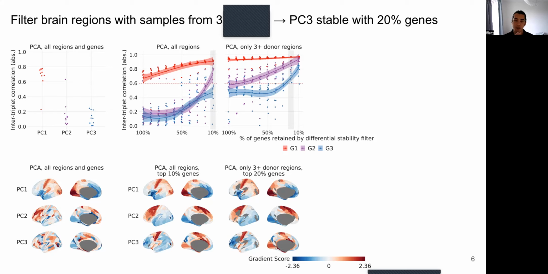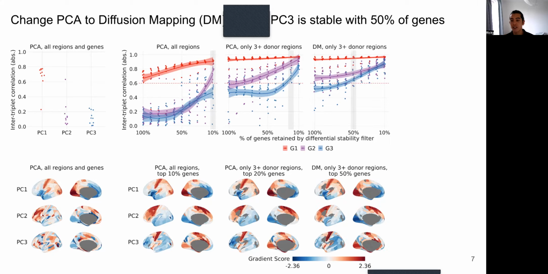Well, one way is to change from PCA to diffusion mapping, which is a nonlinear dimension reduction technique. And interestingly, when we take the same data but use DM rather than PCA, we can now go all the way to 50% of genes while still meeting this criterion of PC3 having a greater intertriplet correlation than 0.6. So that's really good. Now we've got about 8,000 genes to do analysis on, and we have these 3 components that look quite interesting. And these are all very highly correlated above 0.85 with each other, whether using PCA or DM. So we are getting the same result, just DM is extracting more signal from the noise.